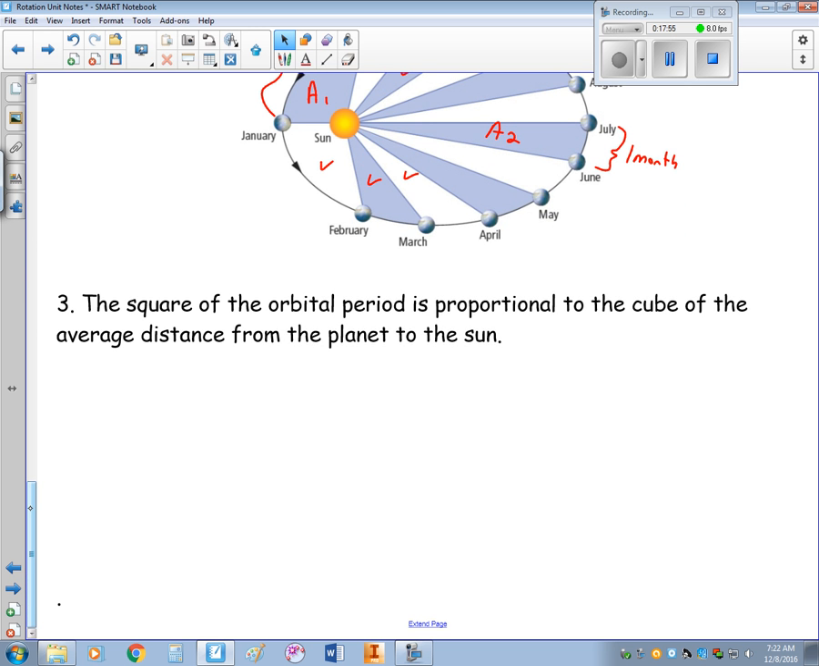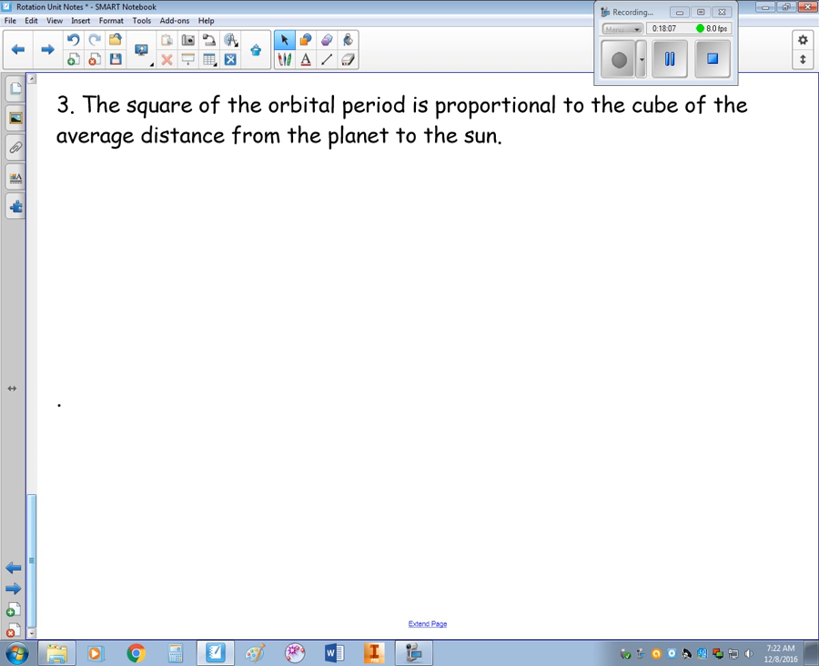The third one is that the square of the orbital period is proportional to the cube of the average distance from the planet to the sun, or the orbital distance. Okay, so for this one, if we go back to the very top of this page, we saw this relationship right here. So if you need to, go back to the top of this page and look at that math real quick just to check this out. I've already derived this.